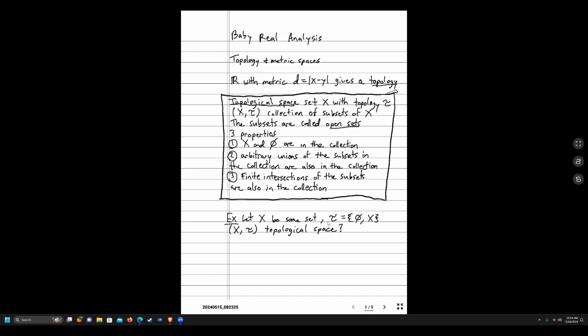So here's just a very trivial example. Let's say X is some set, and we have tau defined to be the collection of the empty set and X. And the question is, is this pair, X with the topology tau, a topological space? To check it, we know that the first requirement is met, because by the definition of tau it already has the empty set and X. So the first condition is met.